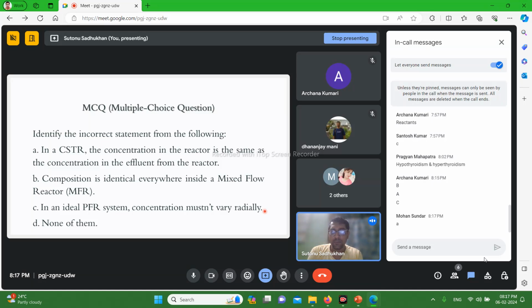So Monohar is saying option A is the incorrect statement, that the concentration must not be the same in a CSTR. Inside the reactor there is one concentration, and the effluent that is coming out of the reactor has a concentration, and you are telling it must not be the same in case of CSTR. Okay, anyone else about the incorrect statement among them? No one is actually making the obvious mistake, which I want you to do, and you are not even answering.